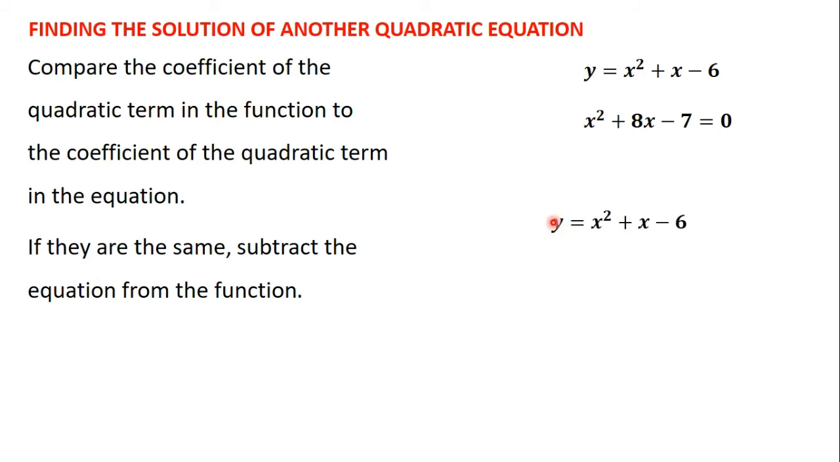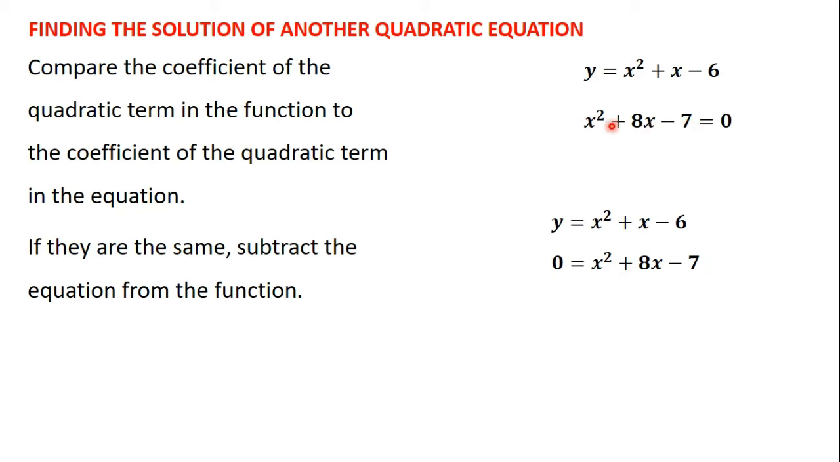I'll first write the equation. So we have y is equal to s squared plus x minus 6. Because you are subtracting the equation from the function, I'll arrange the equation in the same way as the function. I'll bring the 0 on the left hand side, then I'll write the quadratic function on the right hand side. Now this is what I mean. I'll bring the 0 here, so we have 0 is equal to, then I'll write the quadratic function on the right hand side. So we have 0 is equal to s squared plus 8x minus 7.